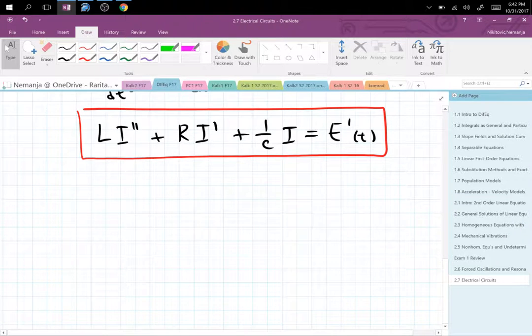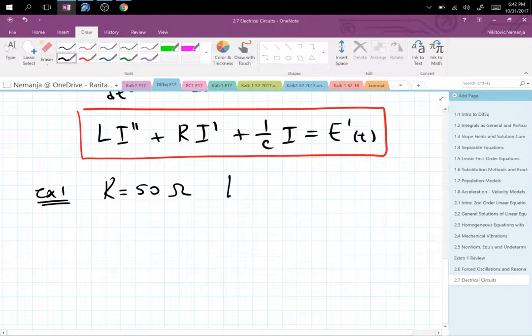Consider an RLC circuit, which is the circuit that we have: resistor, capacitor, and inductor, with R equals 50 ohms. This is just example one I want to go through real quick. The inductance is 0.1 henries and the capacitance is 50 millifarads. So 5 times 10 to the negative 4 farads.